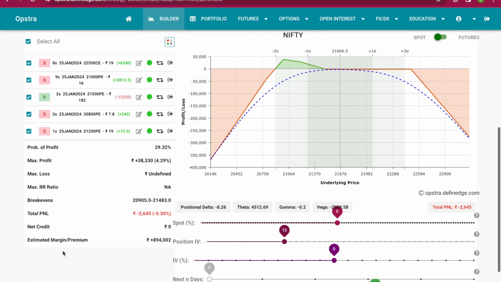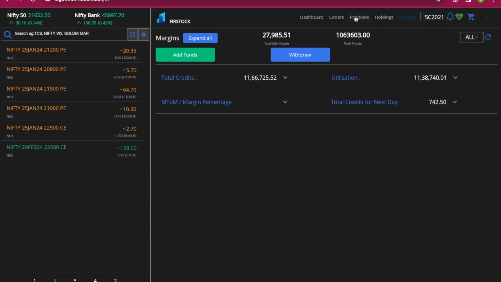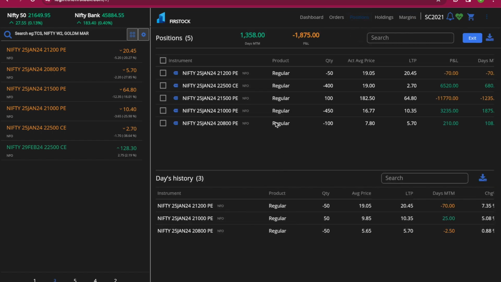So we are currently utilizing the estimated margin of 8.94 lakhs, although our margins were higher. But somehow the consumption at this broker terminal is slightly higher. The margin block is higher for this broker.